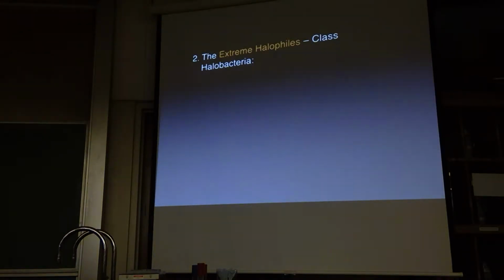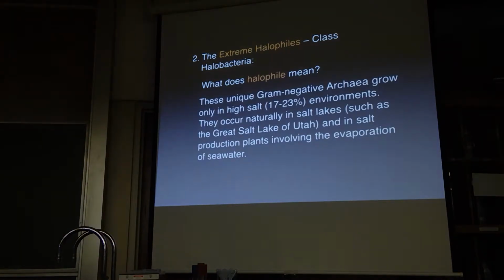Okay, next category, the extreme halophiles. The class is Halobacteria. Again, don't worry about the classes, but you need to know what a halophile is. This was in our set on taxonomy. What is a halophile? They love something. Phil means love. What do they love? Salt. High salt. Halophiles are organisms that like high salt. And if they're extreme halophiles, they really like high salt.